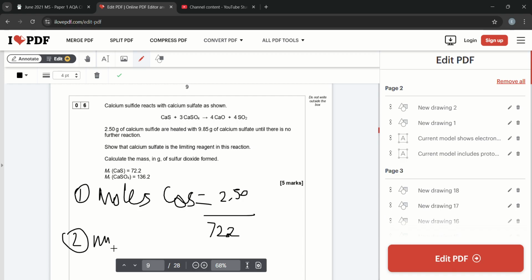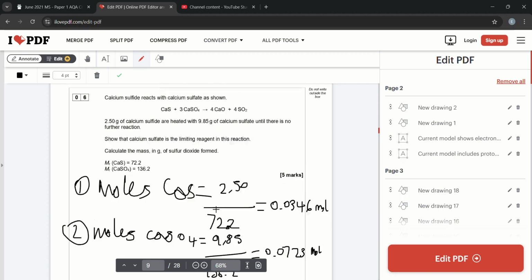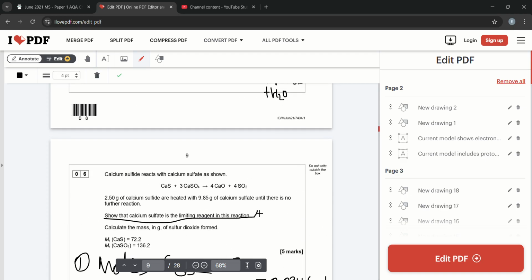Now let's work out the moles of CaSO4, calcium sulfate. 9.85 grams, moles is mass over the Mr, which is 136.2. Now if you work these out, we'll get 0.0346 moles, and we also get 0.0723 moles. And the question says, show that, well, there's two parts to this question.